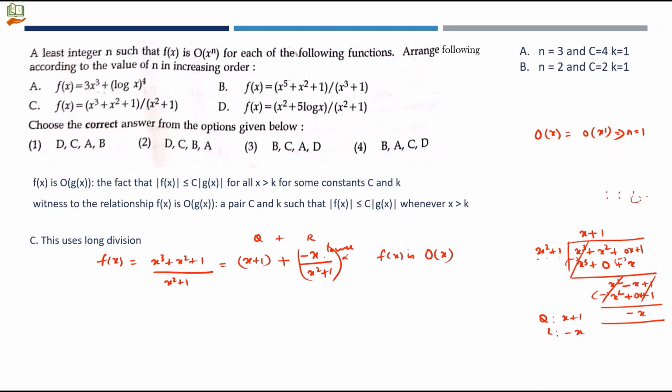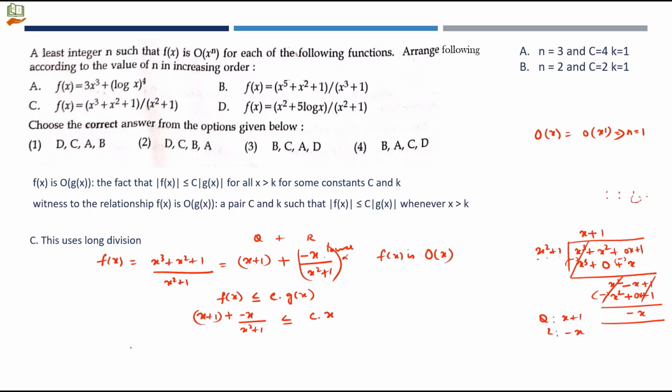So previously we had 3, then we had 2, now we are having 1 as n's value. We have to go for f of x is less than or equal to c into g of x. So what is f of x here? It is (x + 1) + (-x)/(x² + 1) less than or equal to c into what is g of x? It is x to the power 1. So let's take it as x.